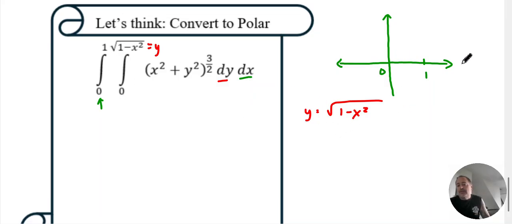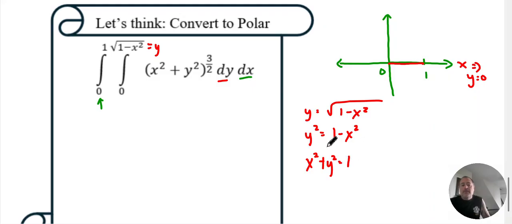And then our lower bound is going to be y equals 0. Well, y equals 0 is just the x-axis, so our lower bound is going to be here. Let's figure out what the actual curve is going to be. This should be very common for everybody. We square both sides and we get our wonderful circle of x squared plus y squared equal to 1. So we're going to graph the circle where we have a radius of 1.